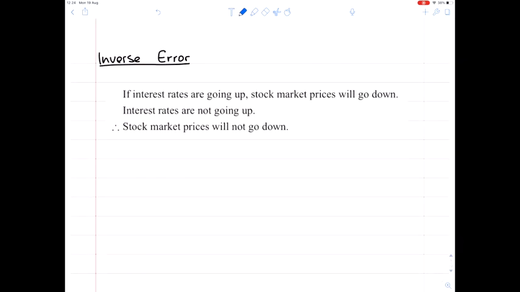Here's another kind of error, which is called the inverse error. So let's have an analysis of this. Our first statement says, if interest rates are going up, stock market prices will go down. So this is an if-then. We've got our premise P, and our conclusion, which is that stock market prices will go down. So I'm going to call that Q. So this first step is saying P implies Q.